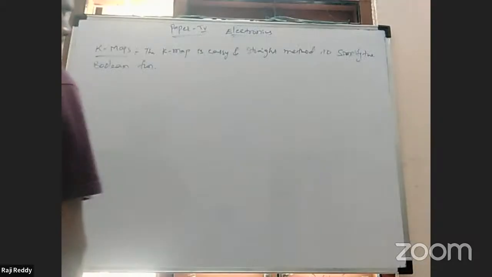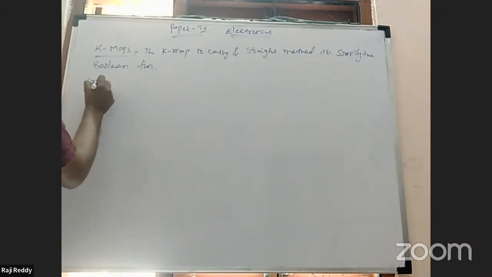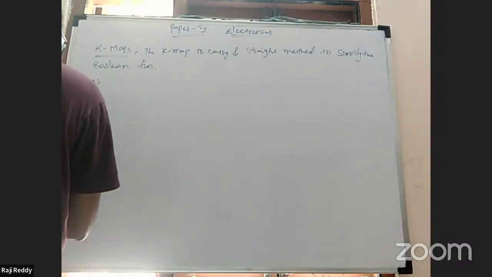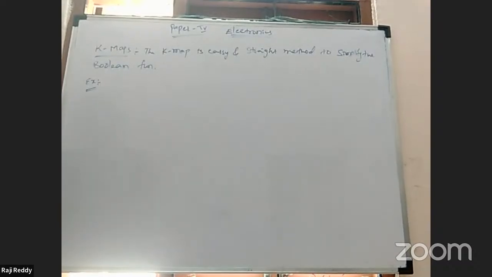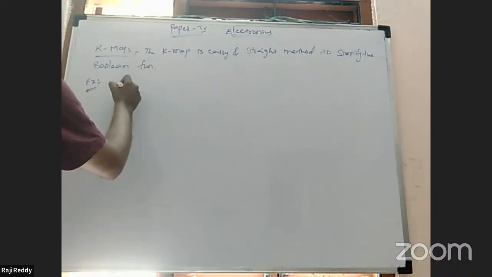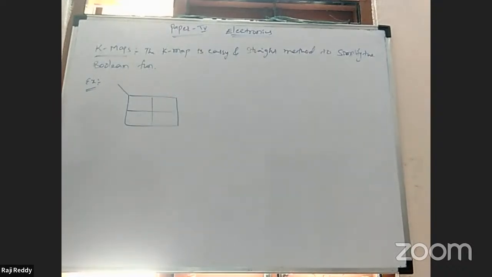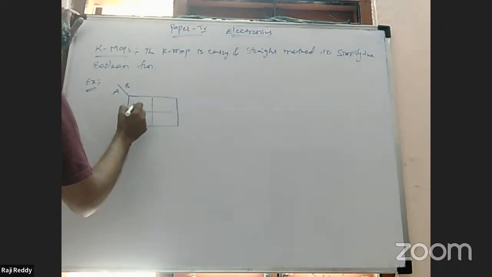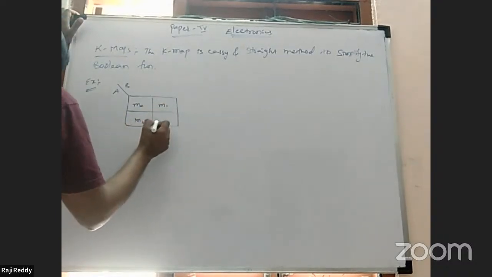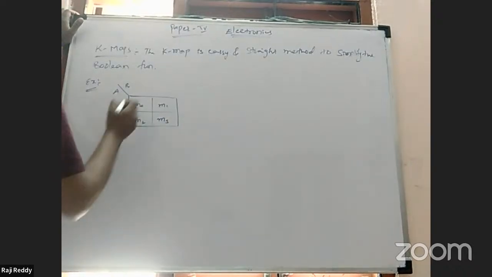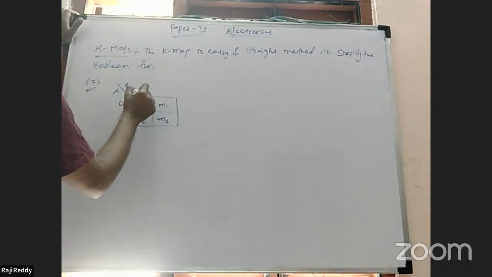Okay. In that, for example, 2 variable K map, 3 variable K map, 4 variable K map. If 2 variables, then combinations are 4. Already we know, 3 variable combinations are 8. That will be 8 cells, we can take it. See the number of cells. 2 variable K maps, I'm taking here with 4 cells. One input A, other input B. M0, M1, M2, M3. A value is 0 or 1, B value is 0 or 1.